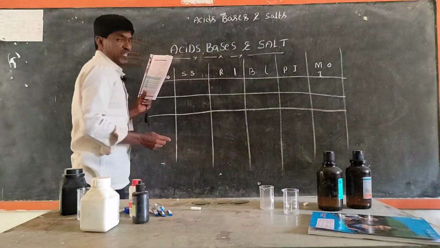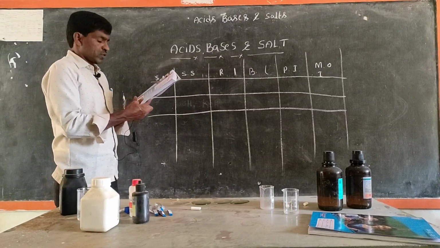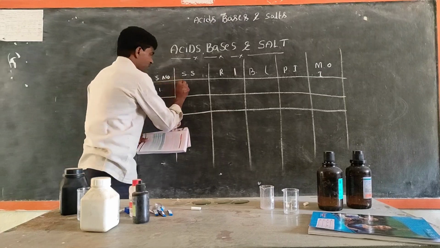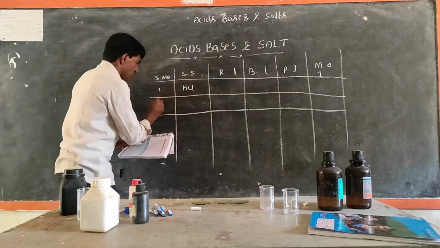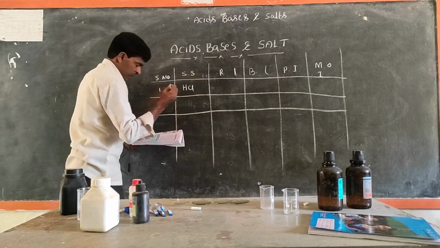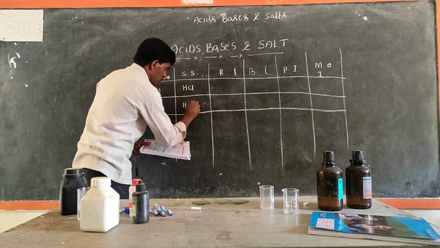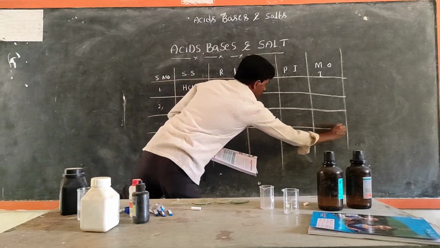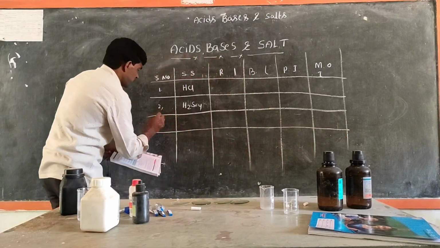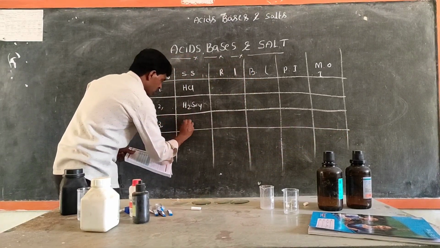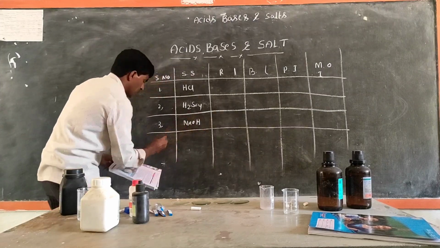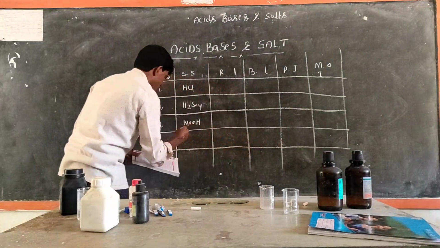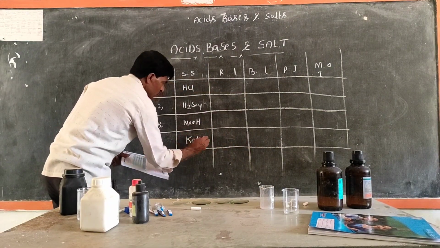We can take two examples only. Serial number 1, HCl, and another one, sulfuric acid. Then we can take some bases like sodium hydroxide, and the fourth one, potassium hydroxide, KOH.